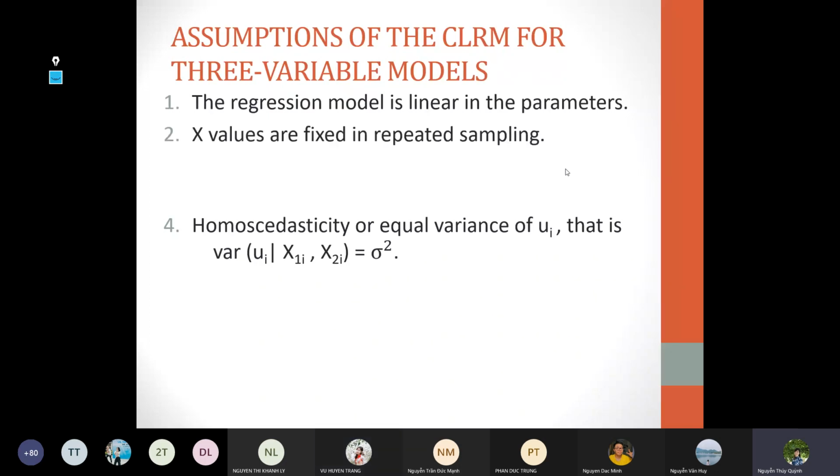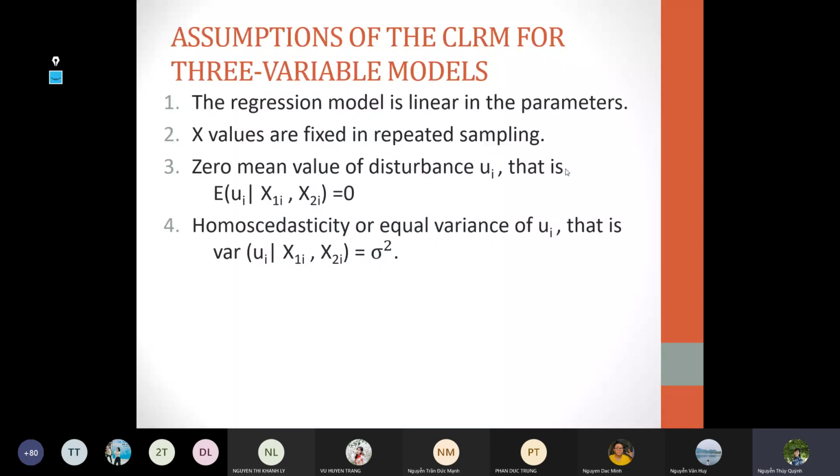The second one, X are fixed in repeated sampling, which means that when we put the independent variables into the model, their value must be known, must be fixed. All right. And the third one, we have zero mean value of the disturbance ui.